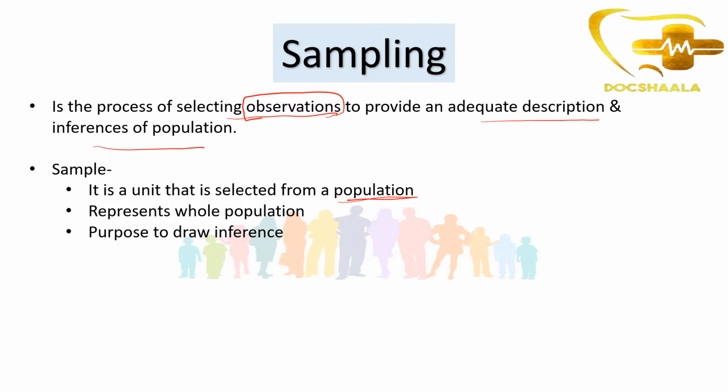Okay, that represents the whole population. Of course, when we are buying 1 kg of sweet, if you are just eating one bite, it represents the whole 1 kg, right? So the purpose is to draw inference. So what inference? Here, if that sweet is good, it means that the whole 1 kg will be good, right? So that is the inference.